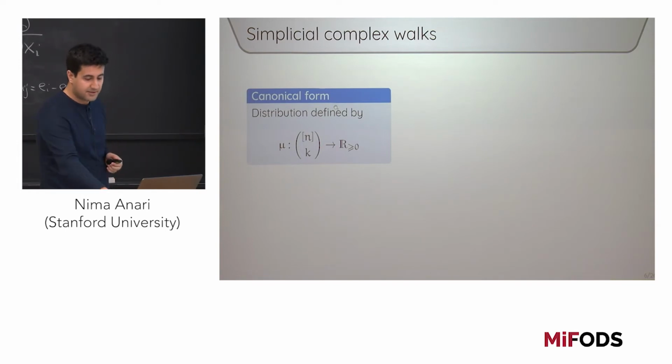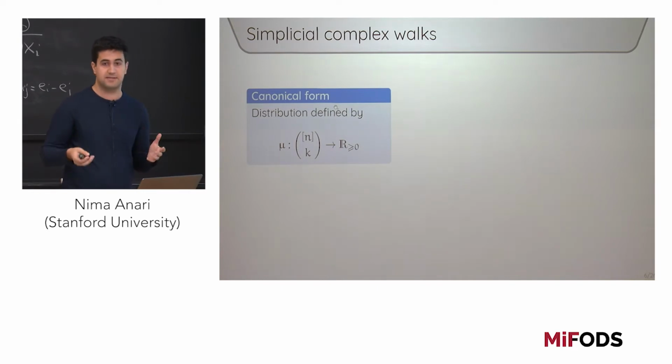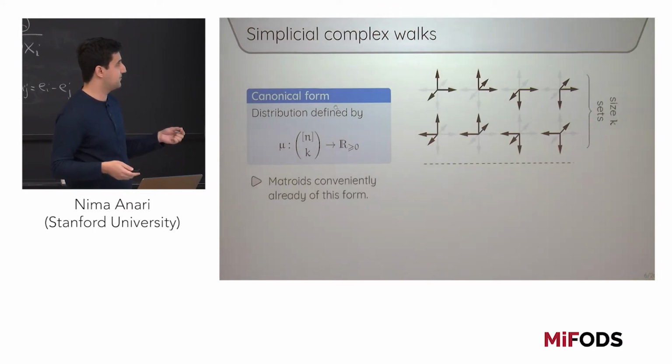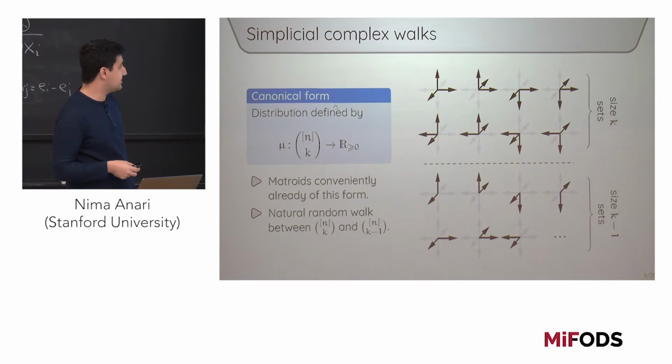So the standard model that we're going to be working with for the rest of the talk is that you have a distribution on subsets of size k out of a set of n elements. Matroids naturally satisfy this. For example, if I'm looking at independent sets of a set of vectors or bases that I can form from a set of vectors, they all have the same size, right? Cynthia talked about this random walk that moves between subsets of size k and subsets of size k minus 1 formed from this distribution.